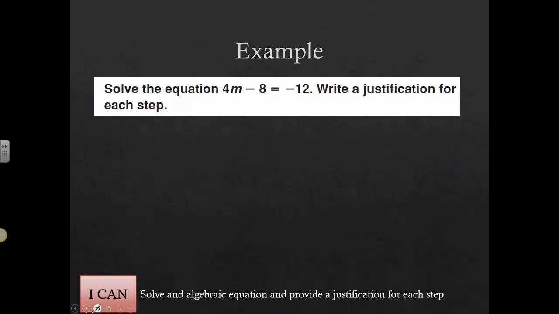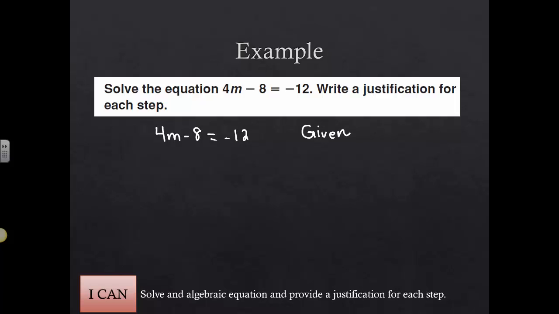So you'll be given an equation. In this example, the equation is 4m minus 8 equals negative 12. And we're going to solve this equation and justify each step with one of those properties from the previous page. So we're going to start off with our equation, 4m minus 8 equals negative 12. And our justification for that is just going to be that this was the equation that was given to us. That is an acceptable justification.